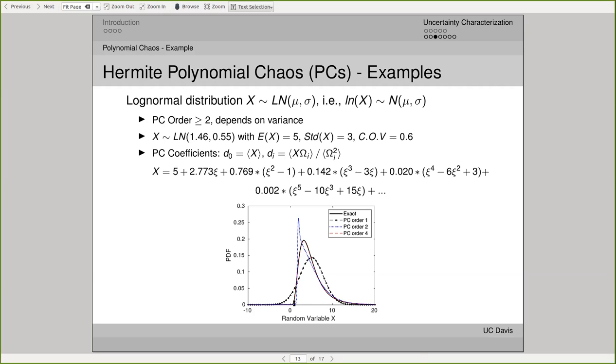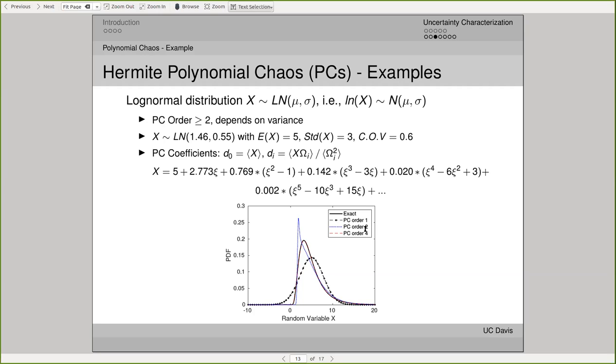And here I'm showing you the effects of different orders of polynomial chaos on the random input. As you can see here, PC order 1 will give us a normal distribution, a Gaussian distribution. This Gaussian distribution might have the same mean and a close enough variance to the original input, but in terms of the tail and the form of the distribution, it's totally different.